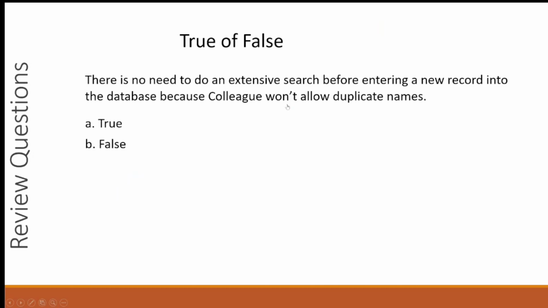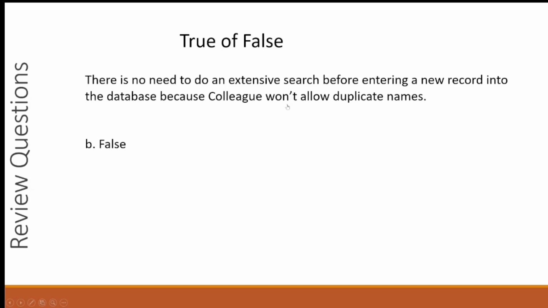Here are your review questions. There's no need to do an extensive search before entering a new record into the database because Colleague won't allow you to duplicate names. That's false. Colleague will allow you to duplicate names. It won't allow duplicate ID numbers, but it will allow duplicate names because you can have people with the same name. There are other David Wymans out there.